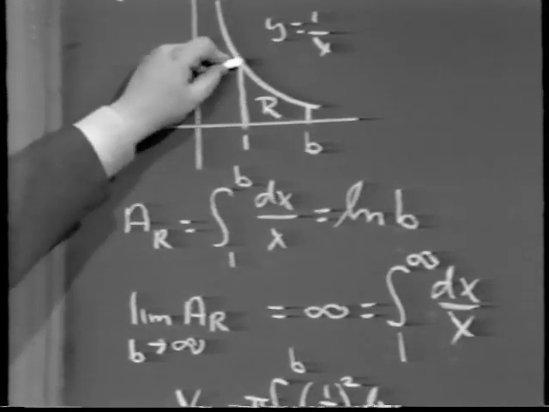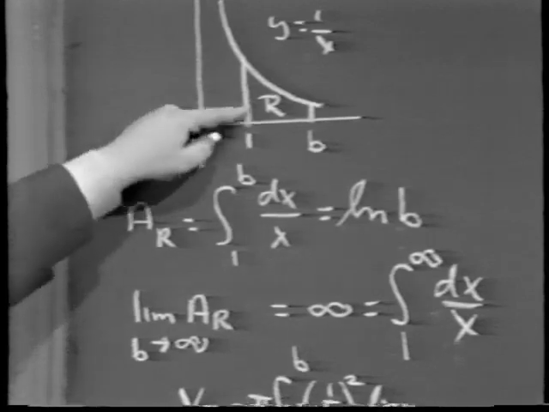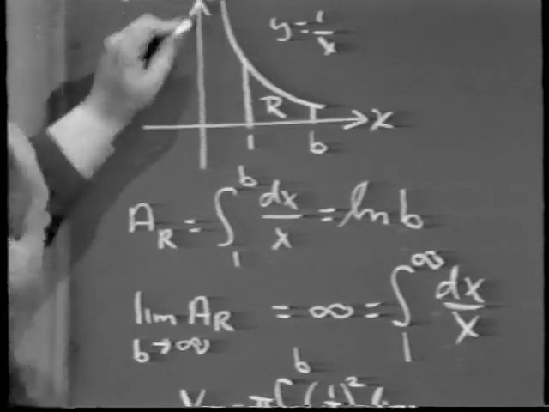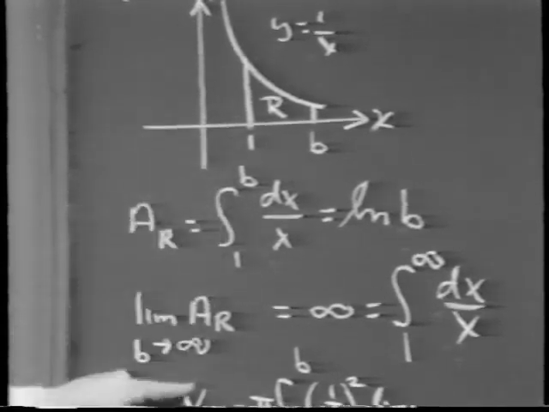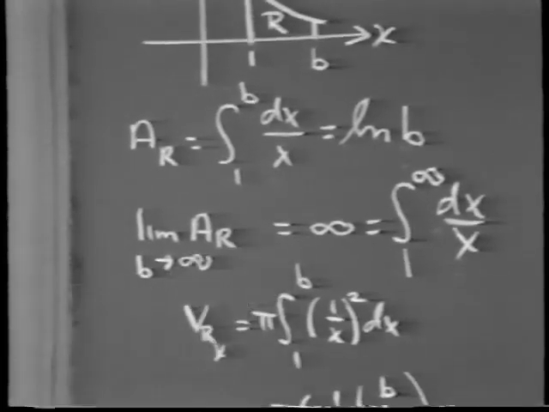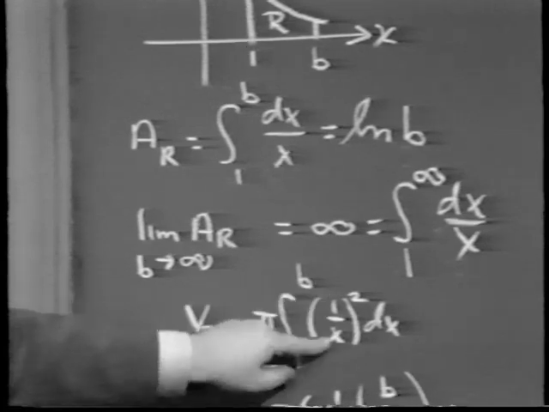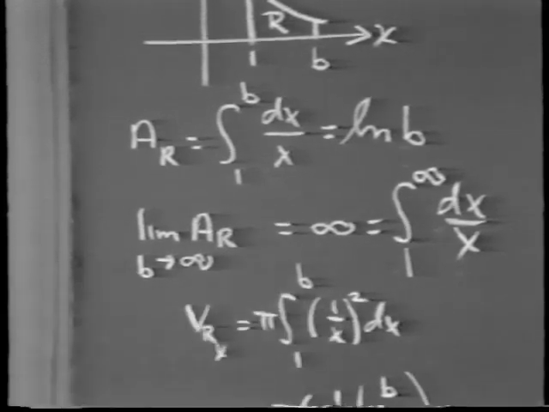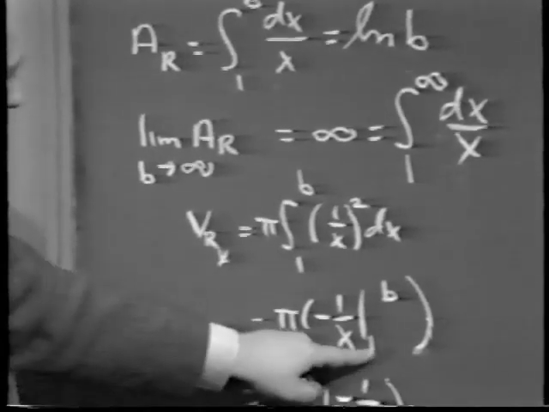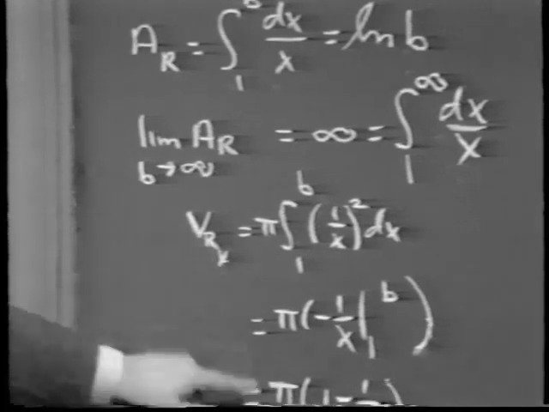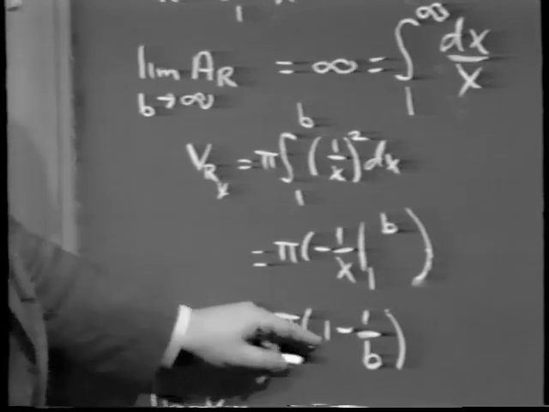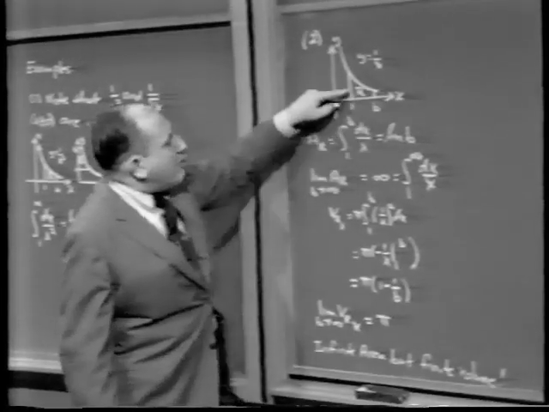Let me review our volumes of revolution, rotation. Let's take the region R and rotate it about the x-axis. If we rotate R about the x-axis, remember a volume of revolution is just pi y squared dx from 1 to b. Well, my y is 1 over x. That's 1 over x squared. The integral of 1 over x squared is minus 1 over x. Notice then, as before, the volume when I rotate R about the x-axis is just pi times 1 minus 1 over b.